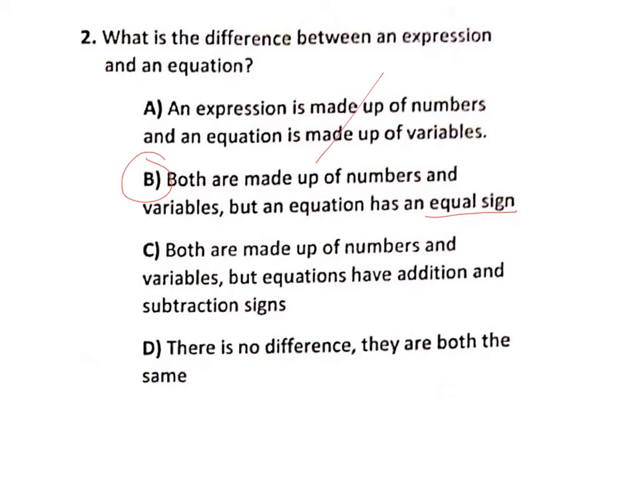Letter C says both are made up of numbers and variables, but equations have addition and subtraction. Well, that's not true because an expression can have addition and subtraction also. And letter D says there is no difference, they are both the same. That is not correct. An expression does not have an equal sign, and an equation does. So letter B is the correct answer for number 2.